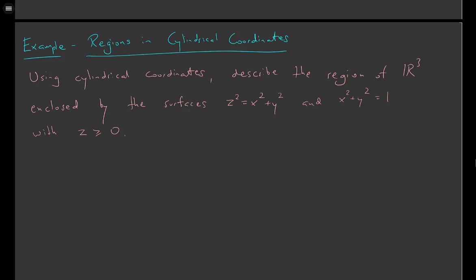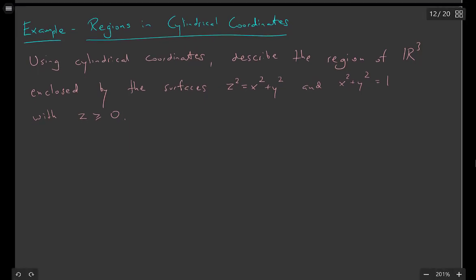In this example, we're going to look at how we can use cylindrical coordinates to describe regions of three-dimensional space. In particular, in this problem, the region enclosed by the surfaces z squared equals x squared plus y squared, and x squared plus y squared is equal to 1, with z being greater than or equal to 0. To help us get started, let's identify these surfaces.